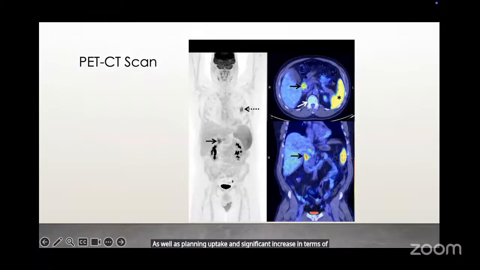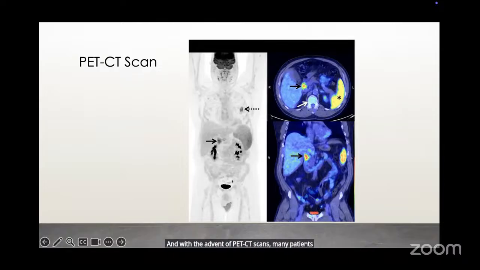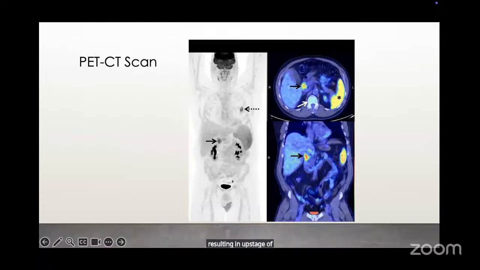And with the advent of PET CT scans, many patients who were deemed to have early stage disease were later found to have disease elsewhere, which would have actually resulted in upstage of their disease.